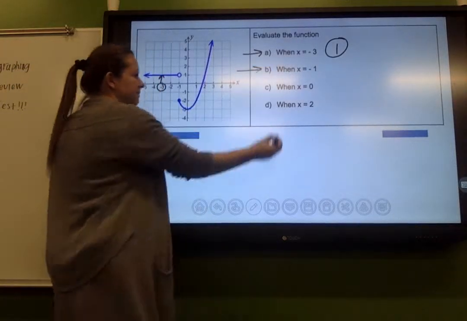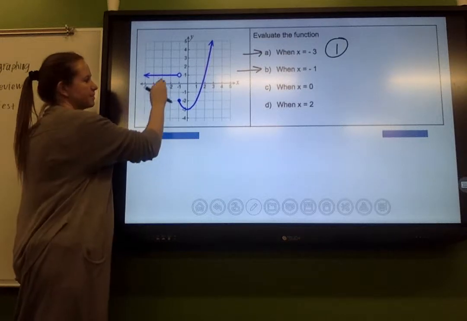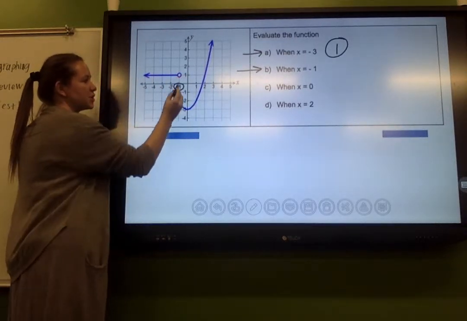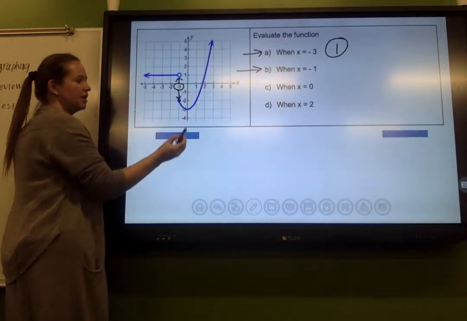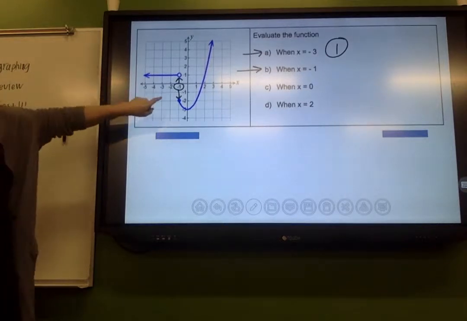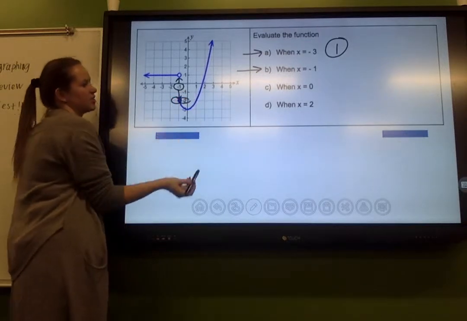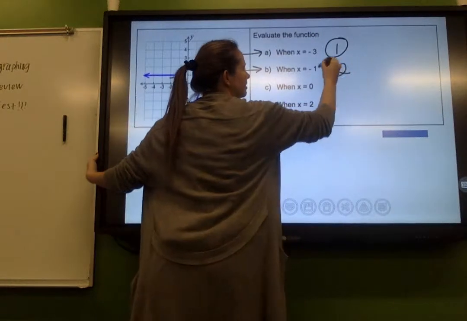A little bit trickier is B. Where is the graph when x is -1? You go to the x-axis, and that's -1. There's 2 options. There's this one up here, or there's this one down here. It's close. You see how this one's filled in? So it is this one, which is negative 2. This one's open, so that one doesn't count. So negative 2 is that answer.